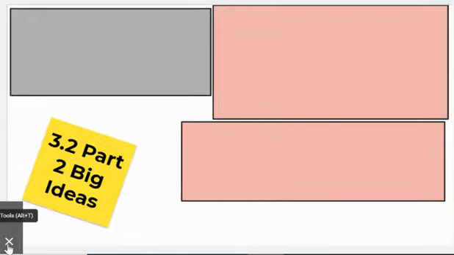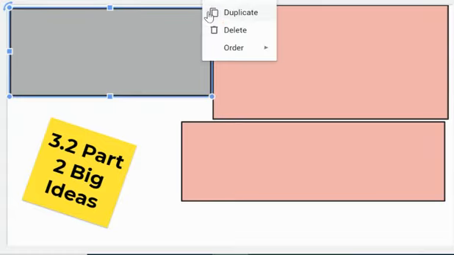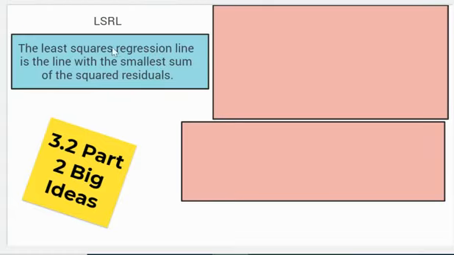Hey everyone, in this video, we're going to be looking at the big ideas for section 3.2, part 2. It was all about residuals and residual plots. So let's start off with this big idea, and that is just the least squares regression line.